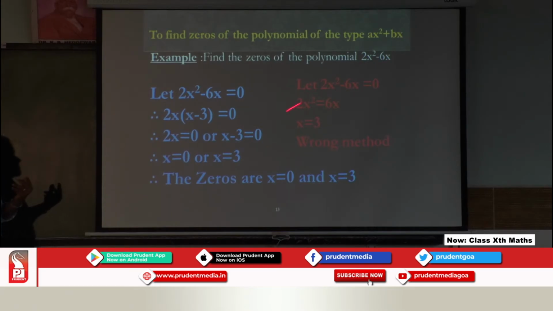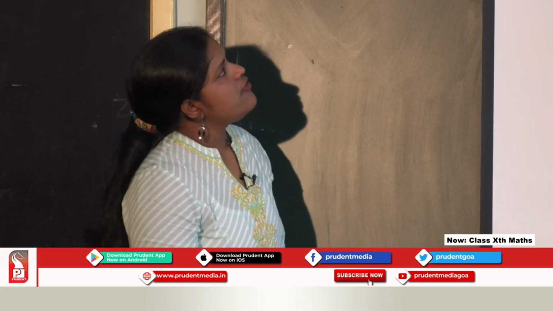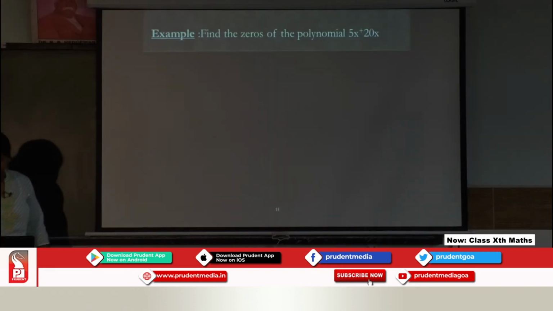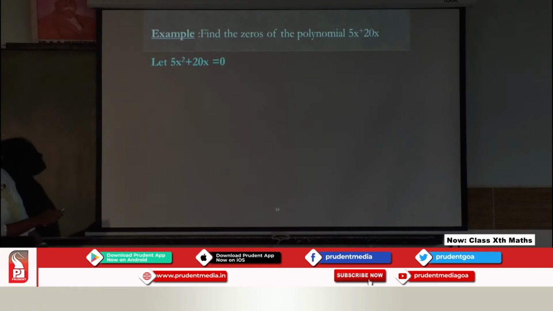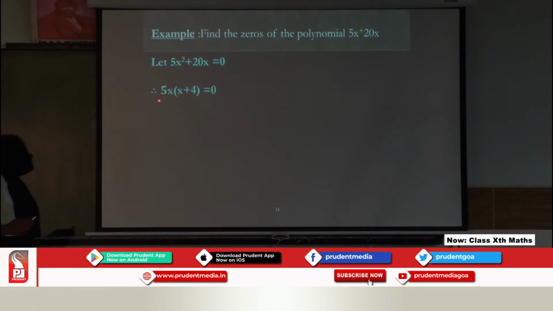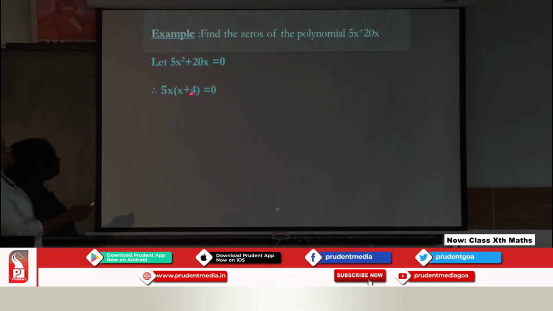So this is a wrong method. Next, find the zeros of the polynomial 5x² plus 20x. So it's 5x² plus 20x is equal to 0. In this, 5x is common, so I have taken 5x out. What is left is x, and here positive 4, because 5 fours are 20. So again I have two factors here, 5x as one and x plus 4 as the second one.